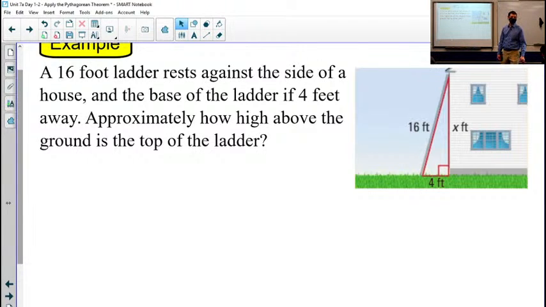So I want you to work on that. And I want you to, first off, pick out what the hypotenuse is. And see if you can get an exact square root as an answer. And the decimal. So see if you can give me the answers in both forms here as you're working through this.